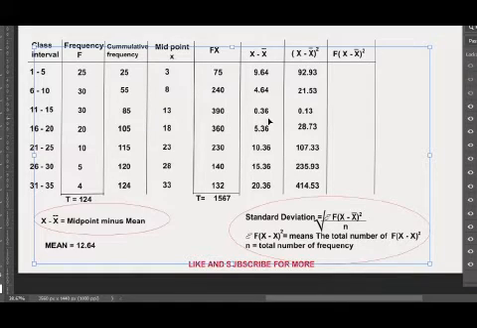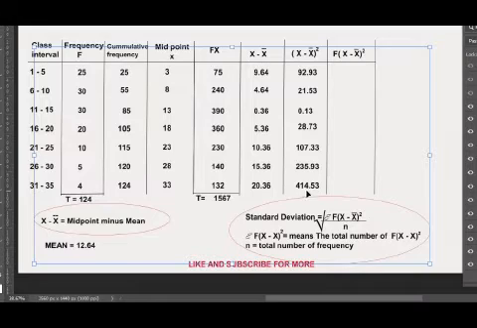0.36 times 0.36 gives you 0.13, approximately, to two decimal places. And also, if you continue all the way down, you will get the figures. Just make sure you multiply it by itself. 10.36 times 10.36 gives you 107.3, approximately, to two decimal places.